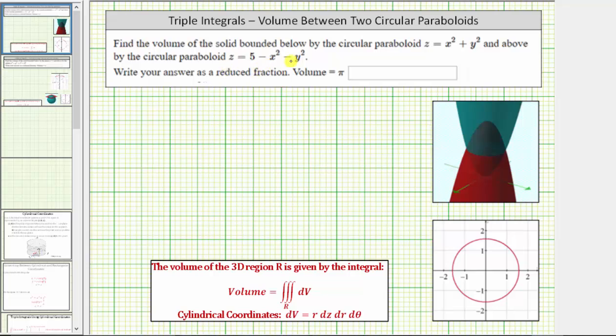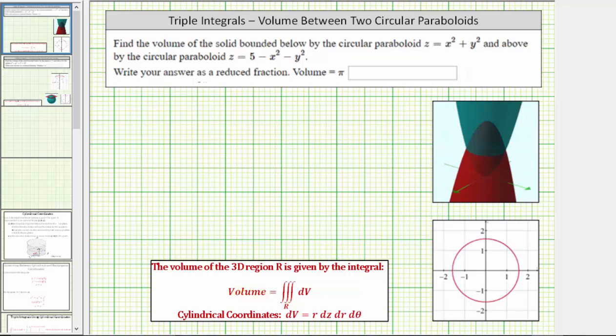Find the volume of the solid bounded below by the circular paraboloid z equals x squared plus y squared, and above by the circular paraboloid z equals 5 minus x squared minus y squared. We will determine the volume using a triple integral, where the volume of a 3D region R is given by the triple integral shown here.